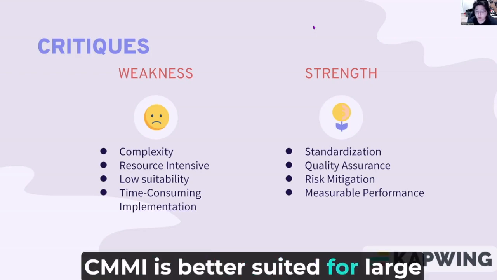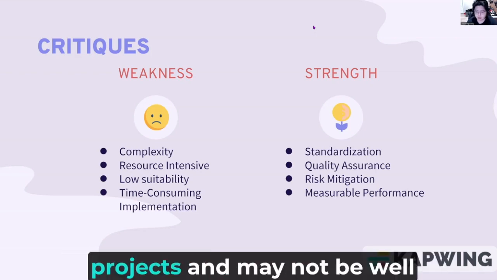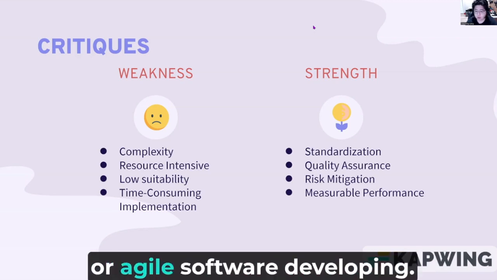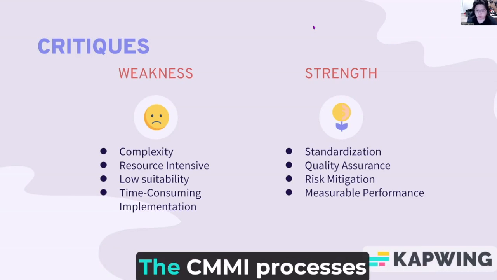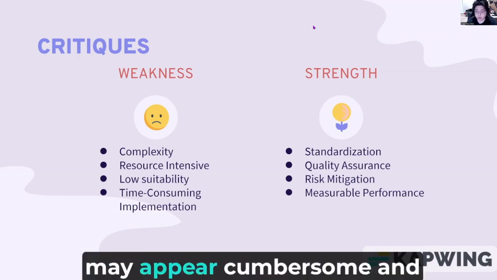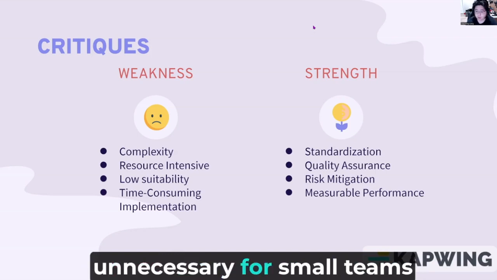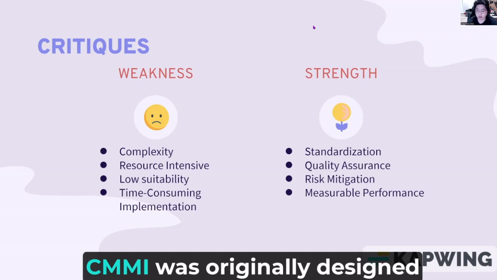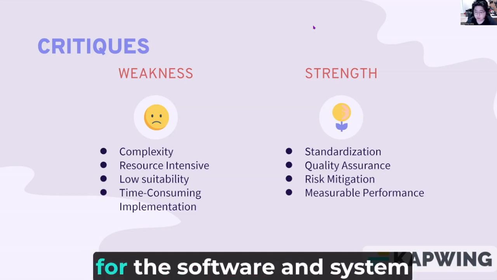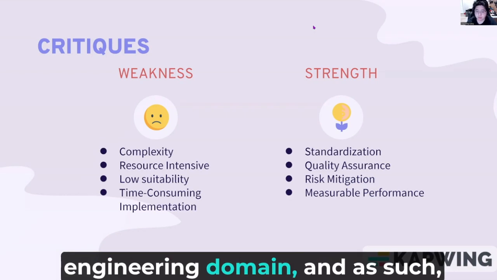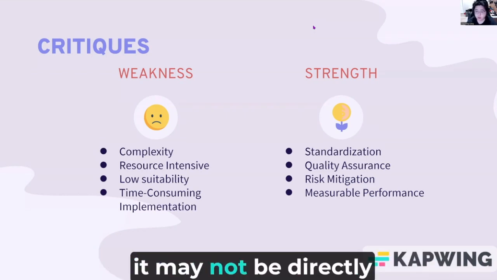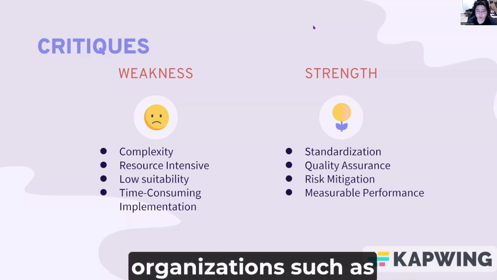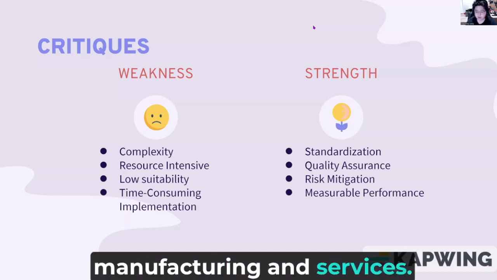CMMI is better suited for large software and system engineering projects, and may not be well suited for small projects or agile software developing. The CMMI processes may appear cumbersome and unnecessary for small teams or agile organizations. CMMI was originally designed for the software and system engineering domain, and as such, it may not be directly applicable to other types of organizations, such as manufacturing and services.